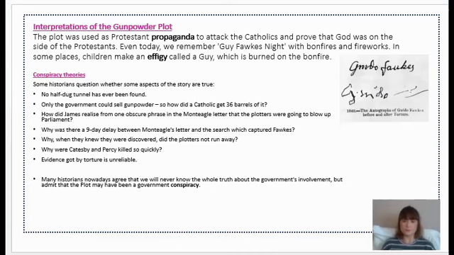Interpretations of the Gunpowder Plot, then. Interpretation essentially means somebody's opinion or point of view. So the plot was used as Protestant propaganda to attack the Catholics and prove that God was on the side of the Protestants. I think I've already told you this information, to be honest.